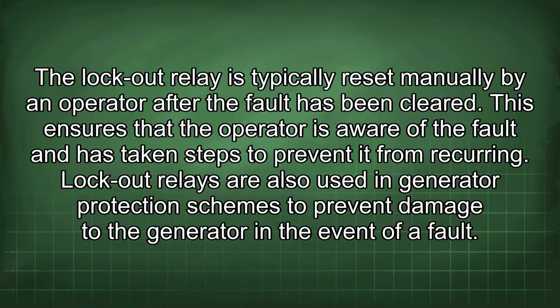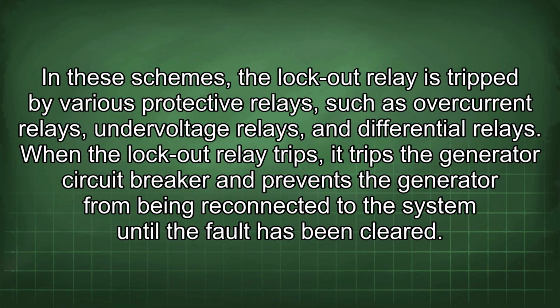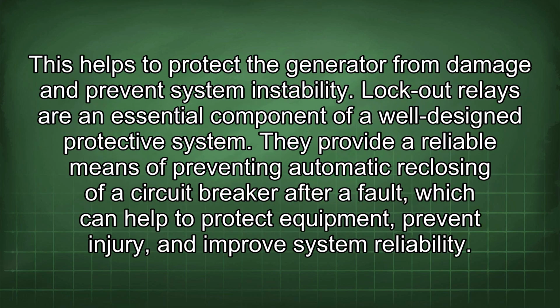Lockout relays are also used in generator protection schemes to prevent damage to the generator in the event of a fault. In these schemes, the lockout relay is tripped by various protective relays such as overcurrent relays, undervoltage relays, and differential relays. When the lockout relay trips, it trips the generator circuit breaker and prevents the generator from being reconnected to the system until the fault has been cleared. This helps to protect the generator from damage and prevent system instability.